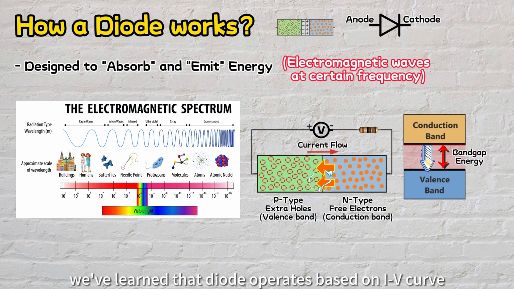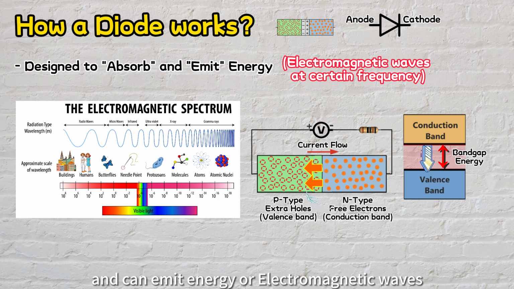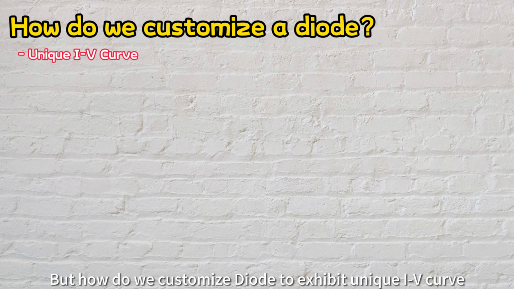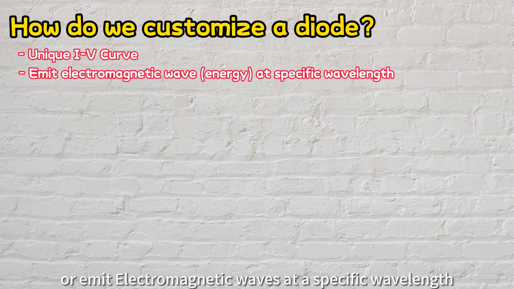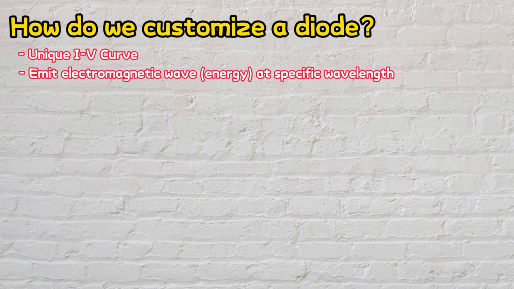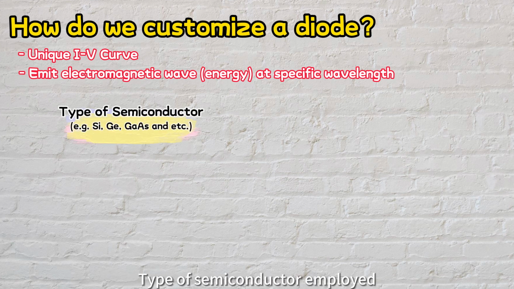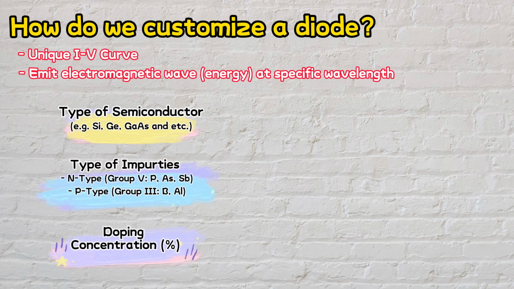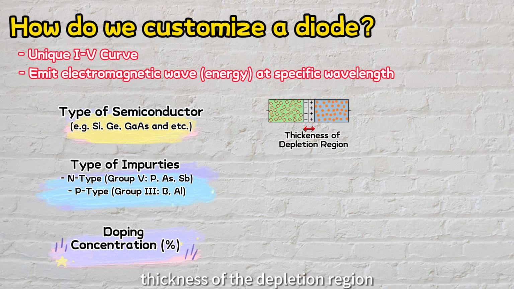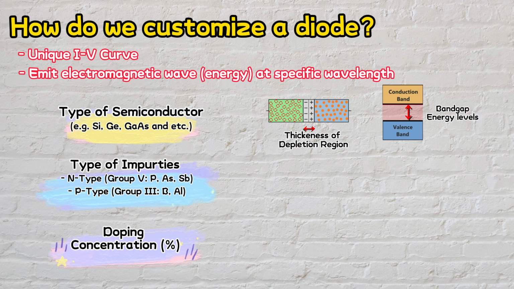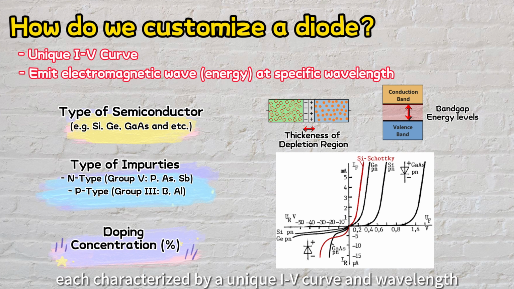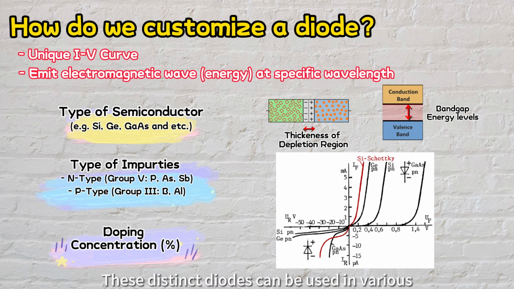Up until now, we've learned that diode operates based on IV curve and can emit energy or electromagnetic waves while conducting current. But how do we customize diode to exhibit unique IV curve or emit electromagnetic waves at a specific wavelength? The key lies in the precise adjustments to the type of semiconductor employed, the impurities introduced, and the doping concentrations. These variations can influence the thickness of the depletion region and band gap energy levels. As a result, we end up with a variety of diodes, each characterized by a unique IV curve and wavelength. These distinct diodes can be used in various fields and scenarios.